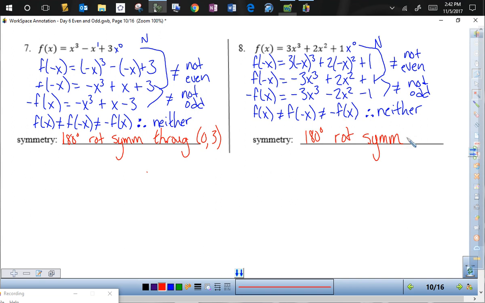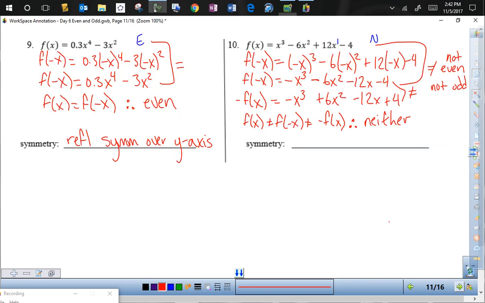Okay, number 9 ended up being even. There's the work for that. You should know even always has reflection symmetry over the y-axis. Okay, let's talk again about this shape. We know it is cubic, so we know it has 180-degree rotational symmetry. Just like quadratics always have reflection symmetry.